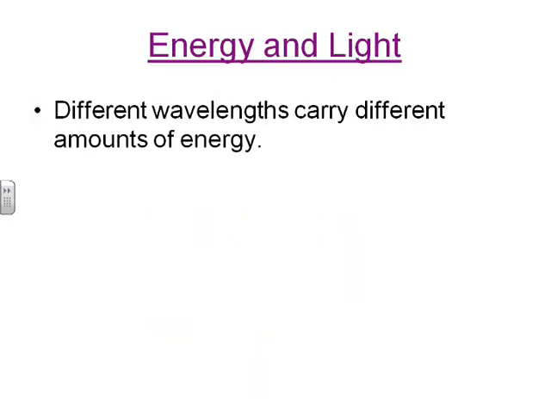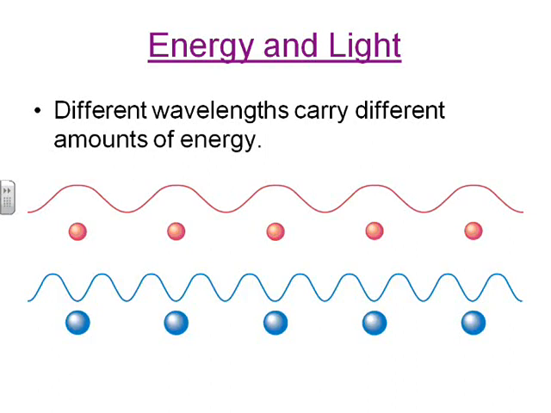Now, different wavelengths carry different amounts of energy. The larger the wavelength, the smaller the amount of energy. The smaller the wavelength, the larger the amount of energy. So this is an opposite relationship, because the larger the wavelength, the smaller the energy, and the smaller the wavelength, the larger the energy.